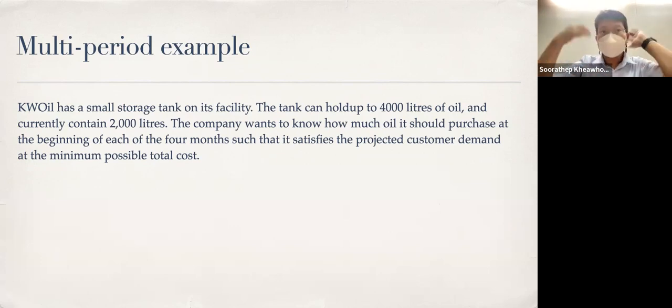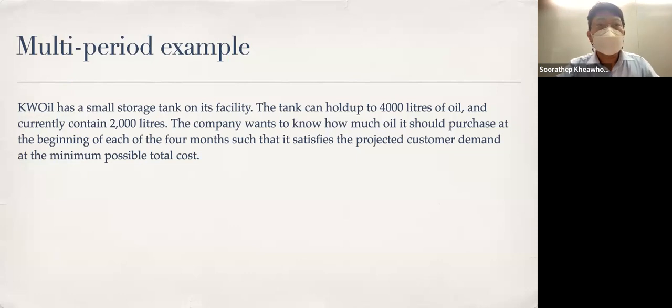So the company has a model to forecast the demand, right? And they know the price of the oil of each month. And what else? At the beginning, the container has 2,000 liters of oil, and the maximum capacity of the storage is 4,000. The company wants to know the plan: how much oil to purchase each month.